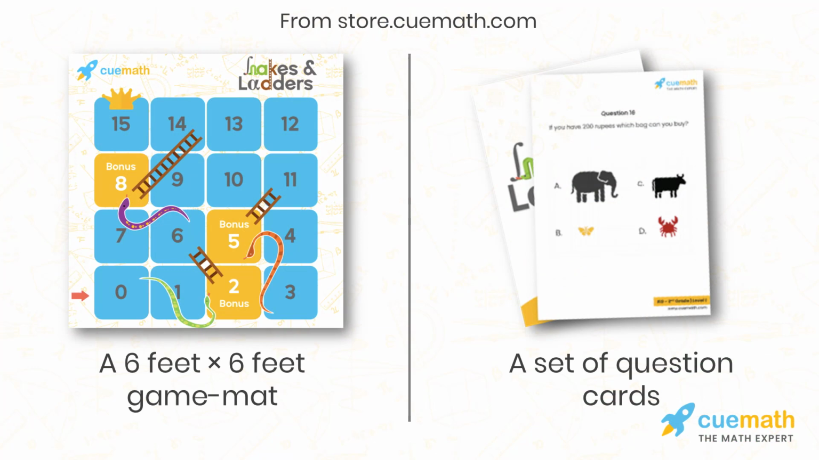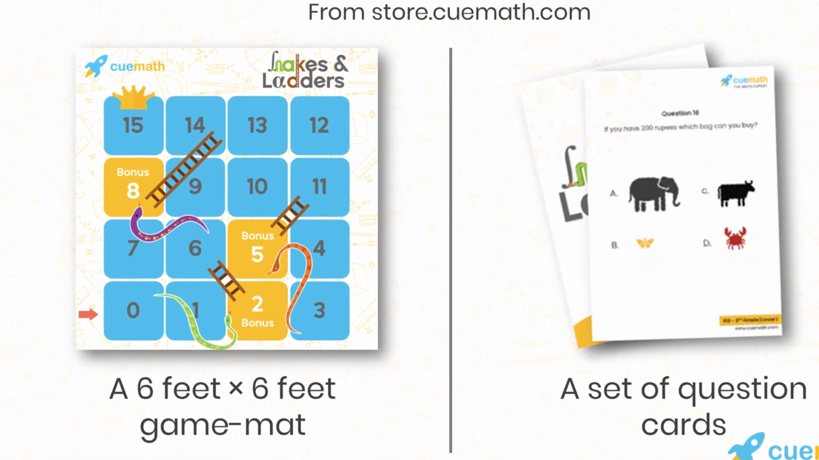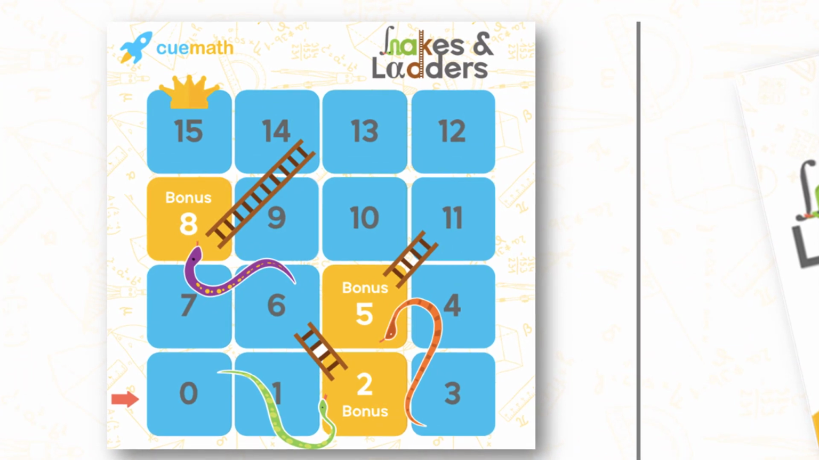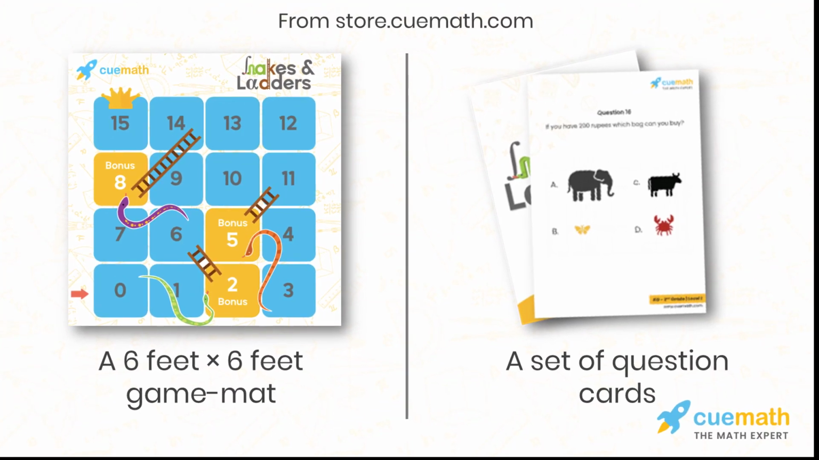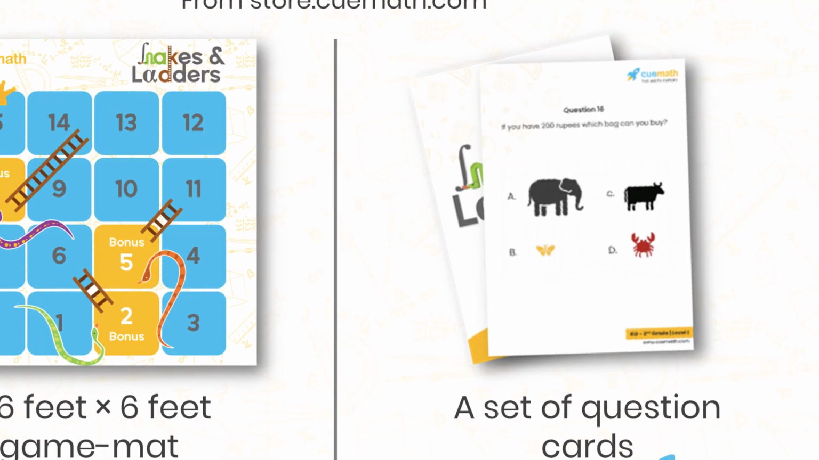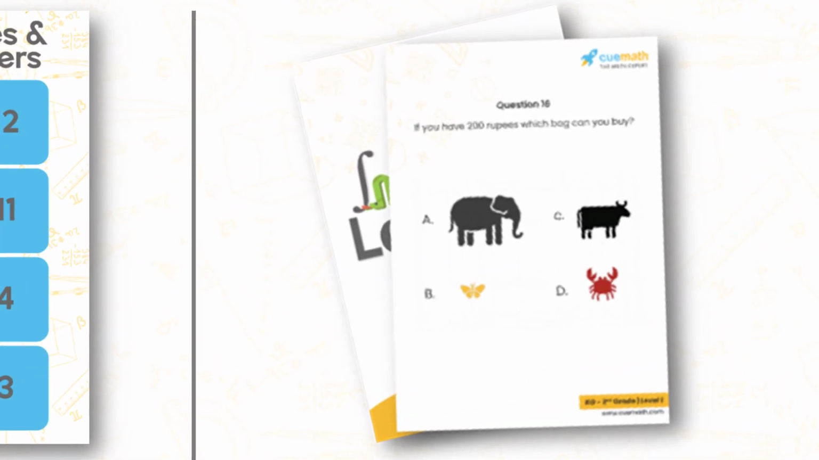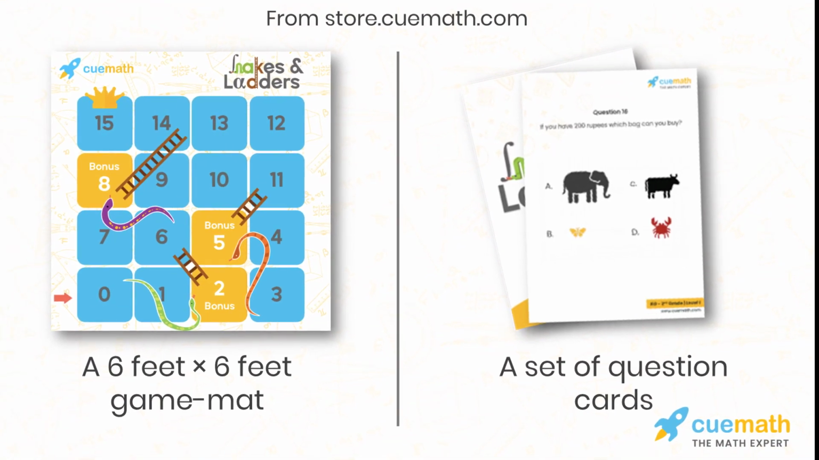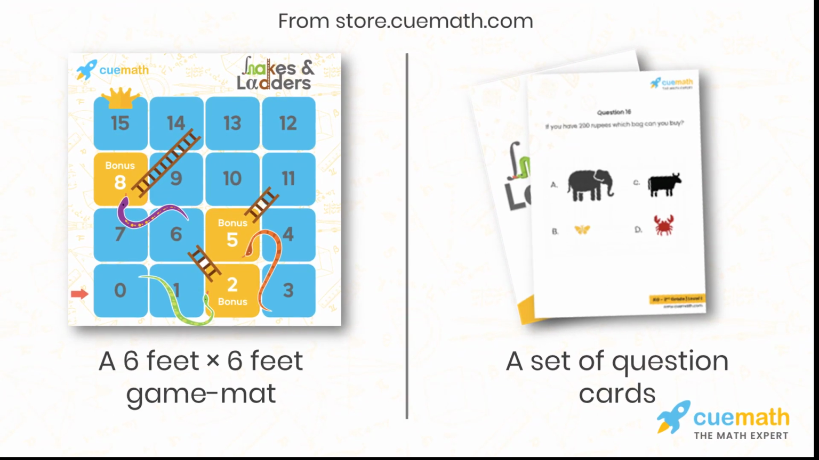You need a 6 feet x 6 feet game board with QMath Snakes and Ladders printed on it. If you have conducted this event last year and have the game board, you can use that. You will also need the new set of Snakes and Ladders question cards to play this game. You can order only the question set if you already have the game mat. If you don't have the game mat, you can order the whole set by logging into store.qmath.com.